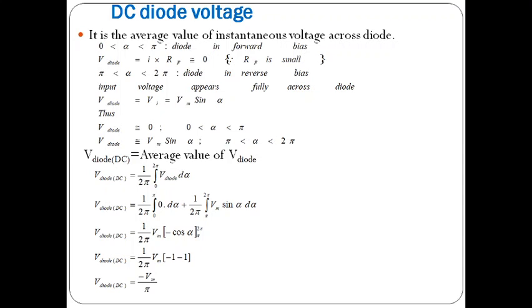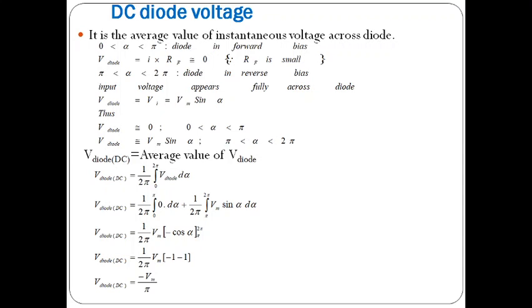Yes, we can say DC is nothing but the average value. So we can define it as the average value of the instantaneous voltage drop across the diode. First, we should know how much pulsating voltage drop is across the diode. Then we can calculate the average value of that. It is nothing but the DC voltage. So first, we should know how much voltage drop is across the diode.